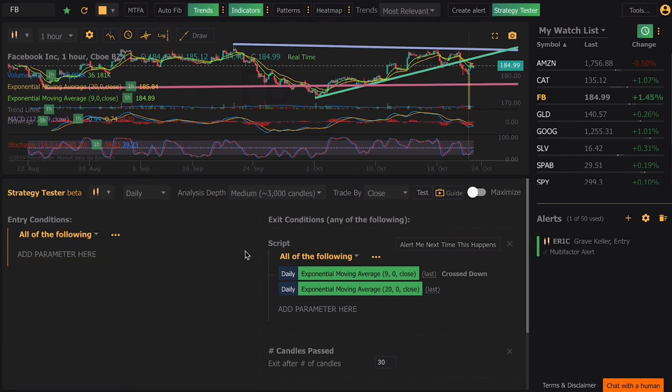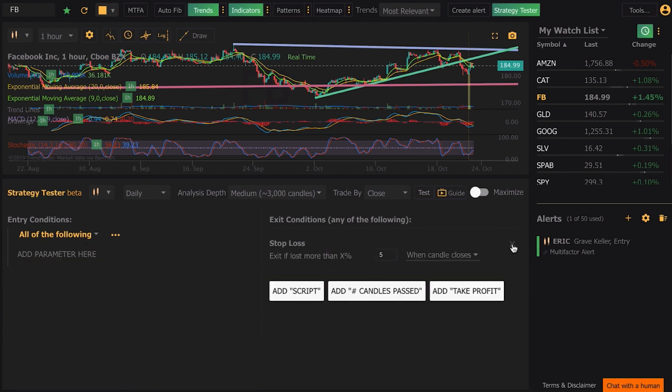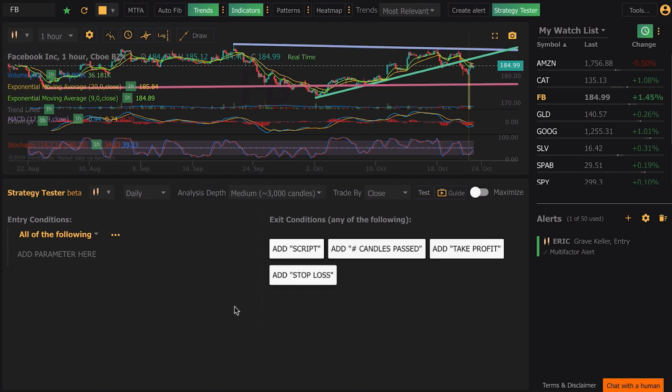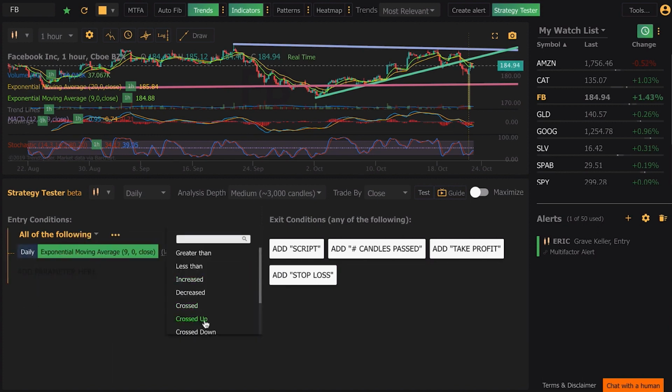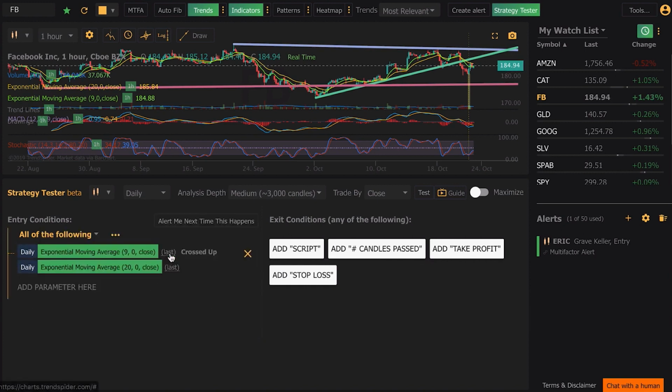I'm going to delete this to show you guys how I got here. And if you noticed, the way this strategy tester works is the left side of the strategy tester is my entry conditions. The right side of my strategy tester is my exit conditions. So I'm going to test this strategy of buying when the 9 crosses up on the 20, stochastics are bullish and MACD is bullish. So we can do that by clicking on the add parameter here. Click on condition and then just set up our parameters, say 9 crossing up on the indicator 20.